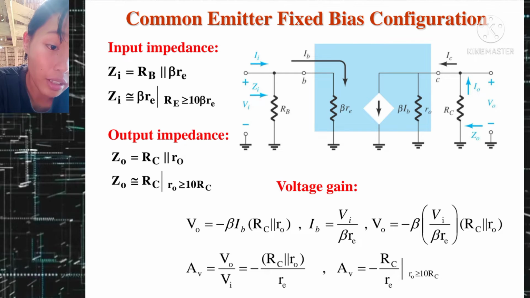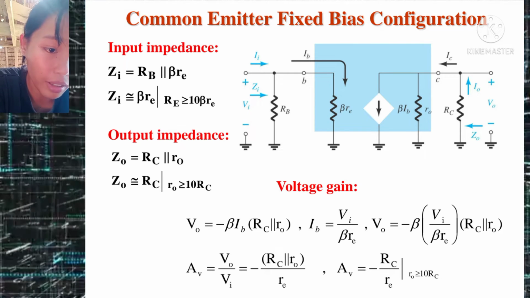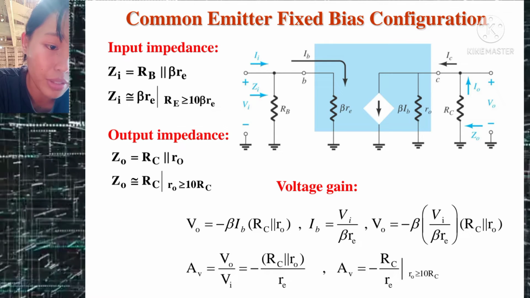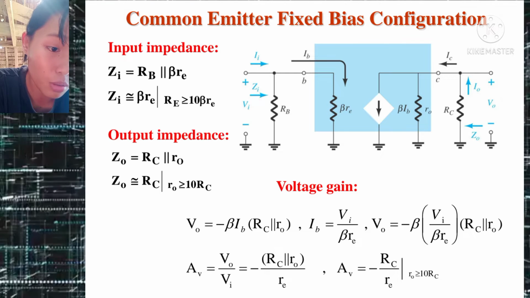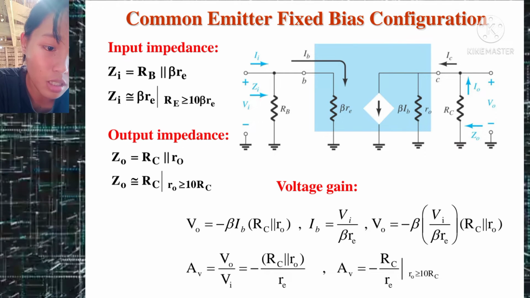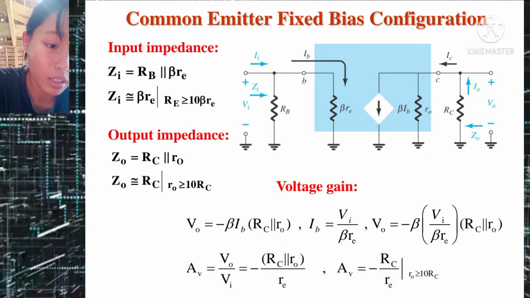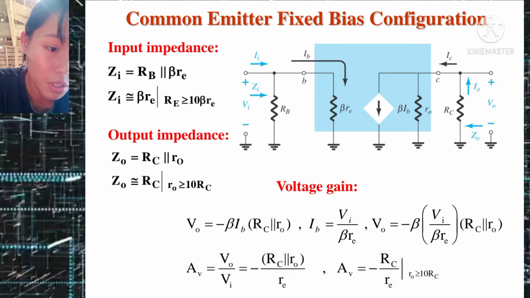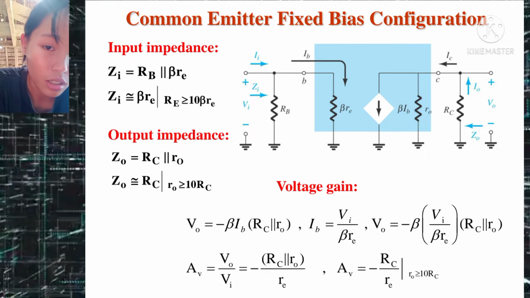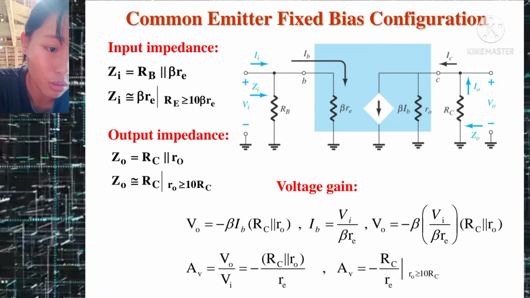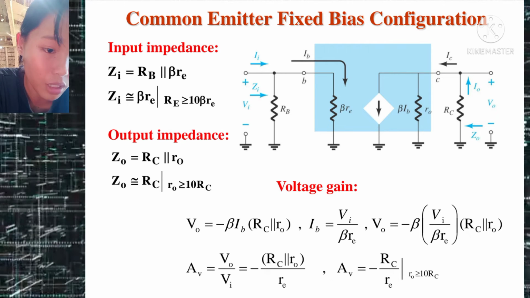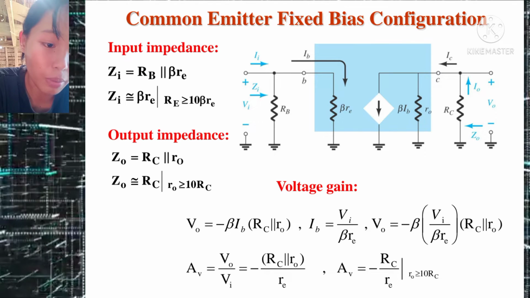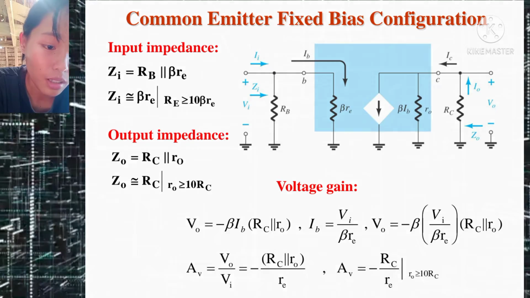Now for the voltage gain, the resistors ro and RC are in parallel, and so our Vo will be equal to negative beta times Ib times the quantity of RC in parallel with ro. Our Ib is equal to Vi over beta re. So by substitution, our Vo will be equal to negative beta times Vi over beta re times the quantity of RC in parallel with ro. So our voltage gain is equal to Vo over Vi, which is equal to negative RC in parallel with ro, all over re.